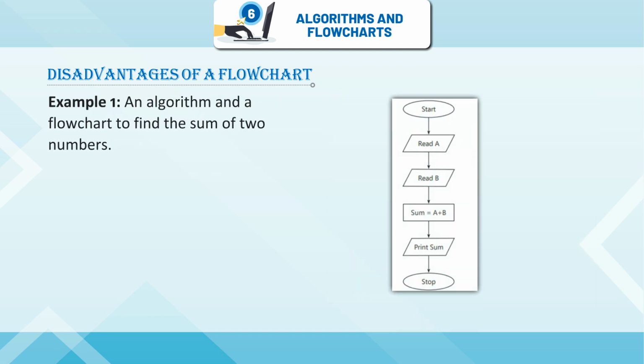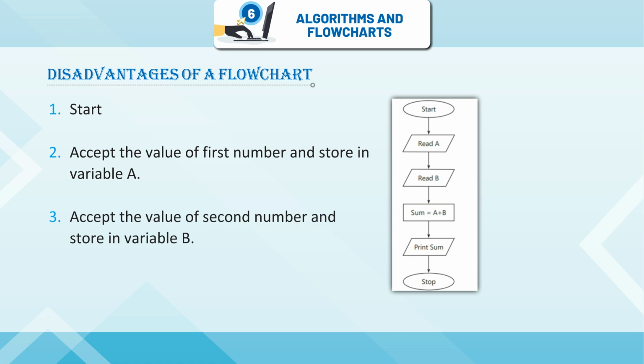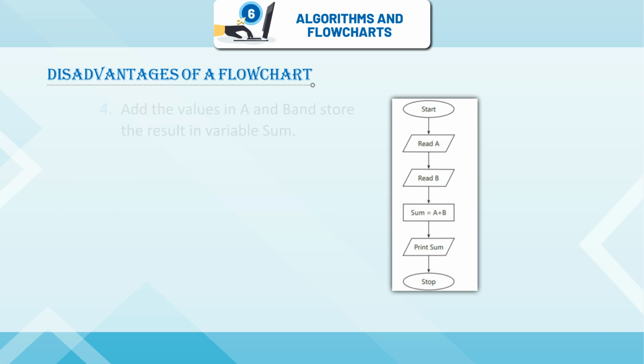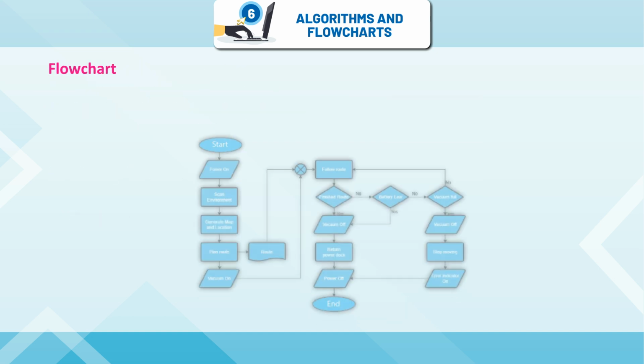Example 1. An algorithm and a flowchart to find the sum of two numbers. 1. Start. 2. Accept the value of first number and store in variable A. 3. Accept the value of second number and store in variable B. 4. Add the values in A and B and store the result in variable sum. 5. Display the value in sum. 6. Stop. Flowchart.